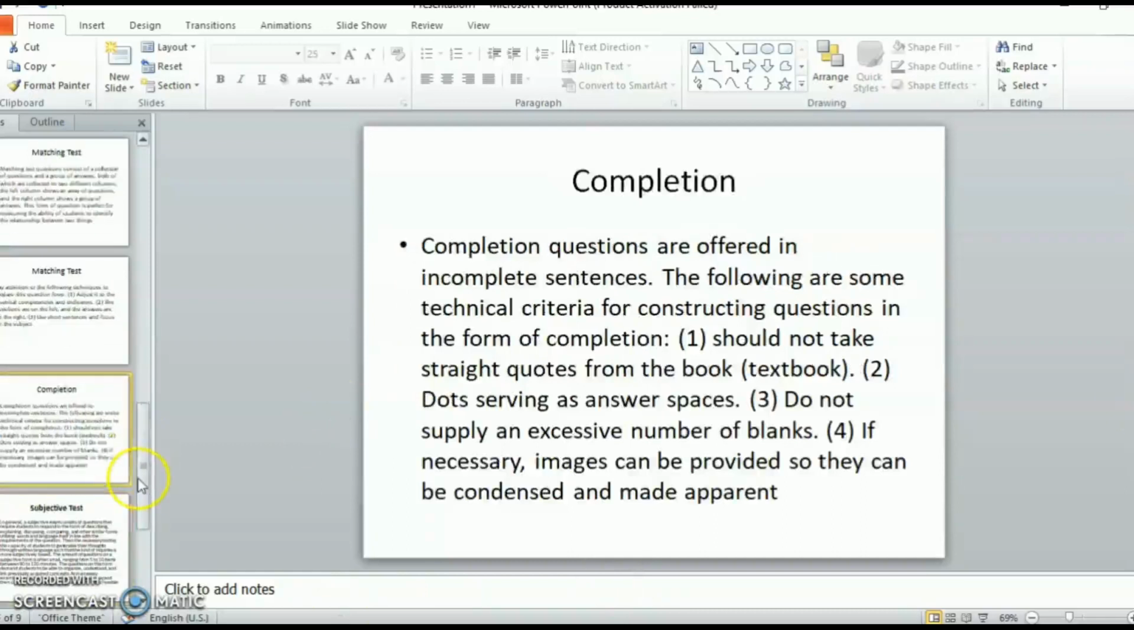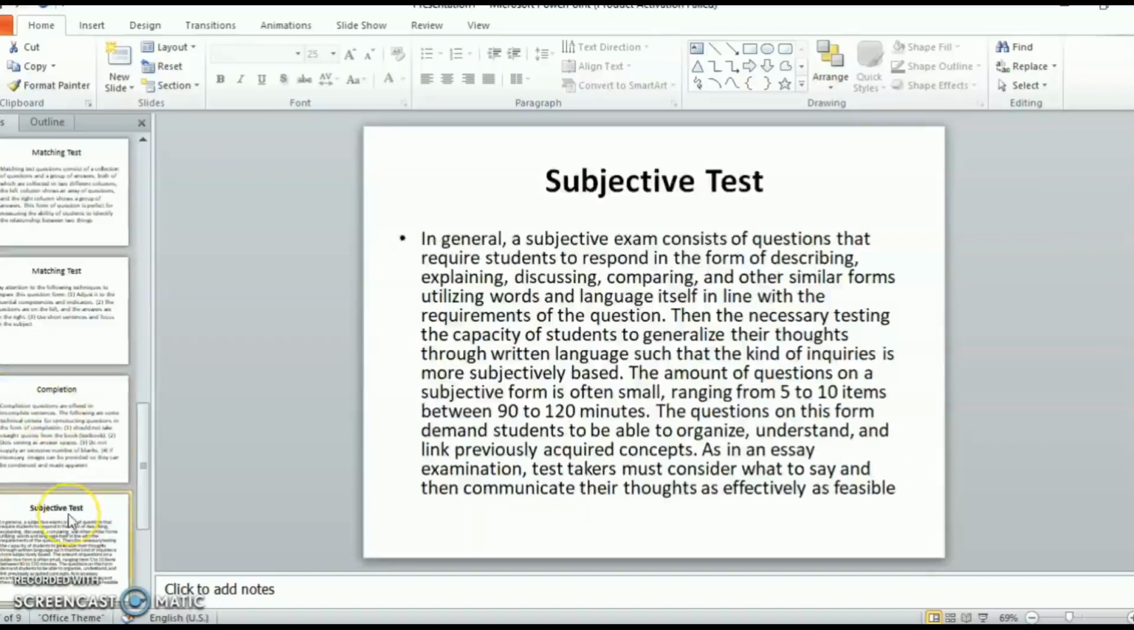The next form of objective test is completion. Completion questions are offered in incomplete sentences. The following are some technical criteria for constructing questions in the form of completion. First, should not take straight quotes from the book or textbook. Next, use dots serving as answer spaces. Third, do not supply an excessive number of blanks. Fourth, if necessary, images can be provided so the questions can be condensed and made apparent.